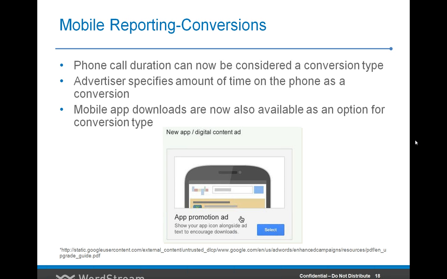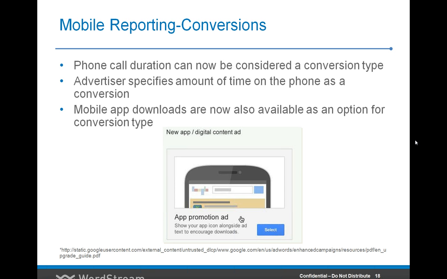The first of the new mobile conversion types is a bit different in that the conversion is based on phone call duration. So now an advertiser can specify the amount of time that one of their potential customers spends on the phone and define that as a conversion. Something to keep in mind, though, is that these calls must last at least 60 seconds.